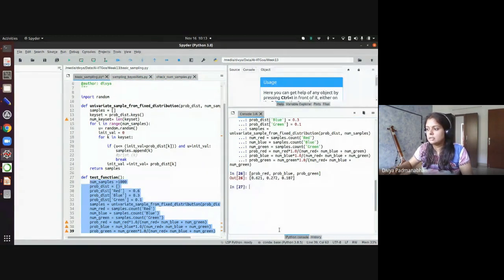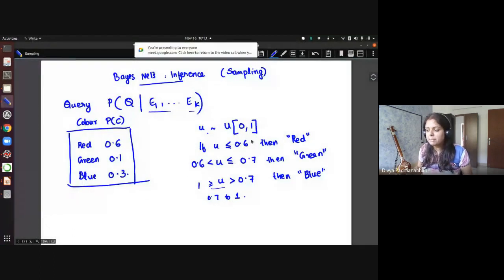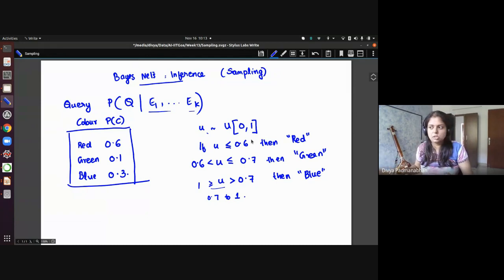Okay, so let's see this. You see this probability of red, blue, green. It's kind of in this range. It's close to the true estimates. So this is sampling from just any distribution. It's as simple as that. You can just do this.